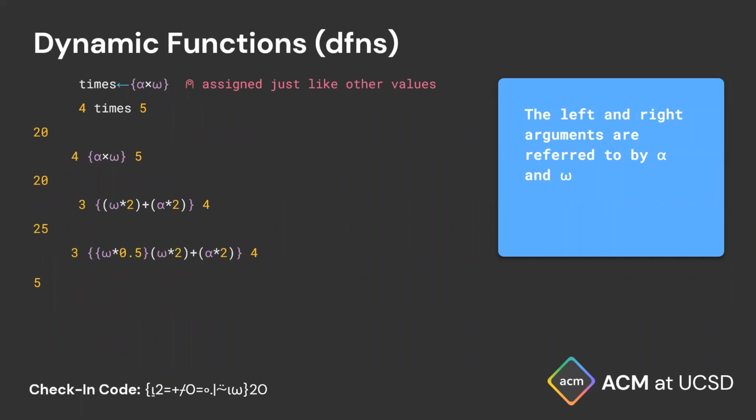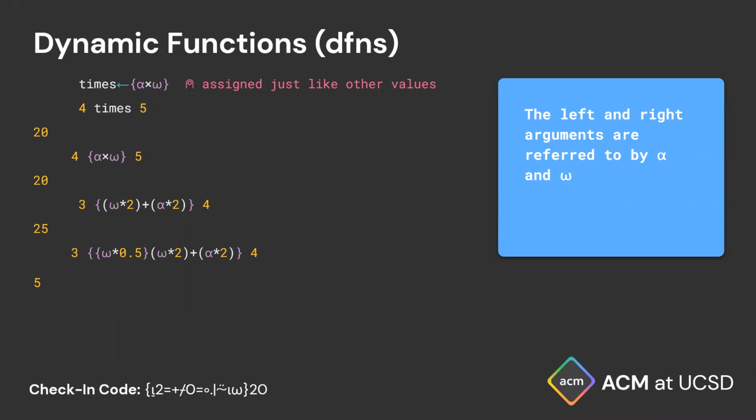Then we have dynamic functions as well. We can assign functions to other values. Instead of just putting in a value, you use curly brackets, and we have to use the alpha and omega symbols. The alpha symbol signifies the left parameter. So when you use the function, say 4 times 5, 4 would represent the alpha symbol, and 5 would represent the omega symbol.